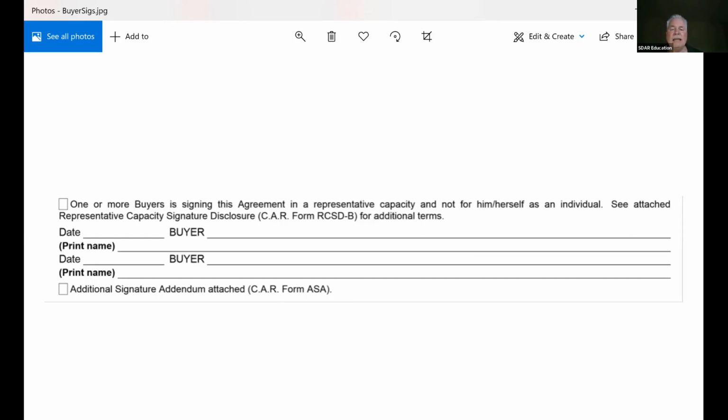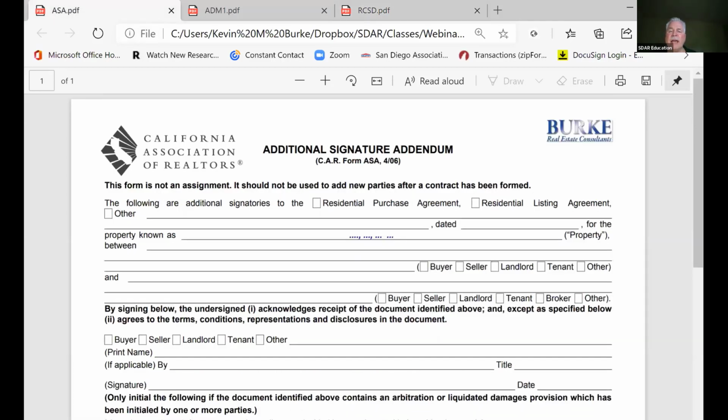And this is my ASA, my additional signature addendum. So again, remember, this is not an assignment, and it's not intended to add parties after the contract. You have other things that you need to be doing to do that. This says at the time of my offer or at the time of my listing agreement, I had more than 2 parties. Now I'm going to tell you this other little thing that says it really doesn't matter if you have their names printed on the contracts or not. It matters that they signed it. That's why I do like the form and why we use the form. You see the recitals at the top, the linking part that I'm looking for.